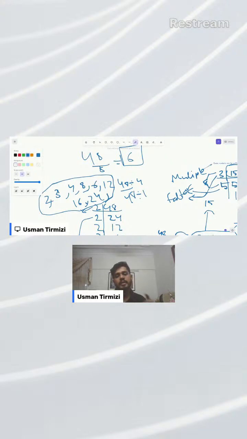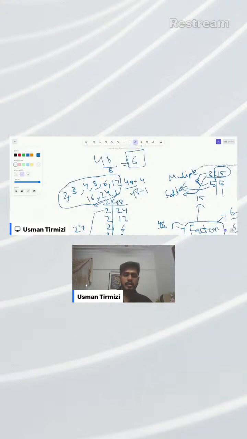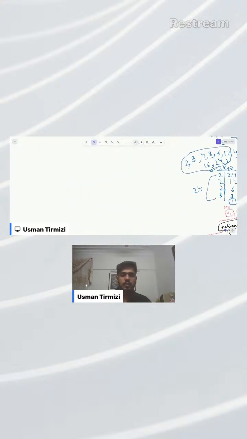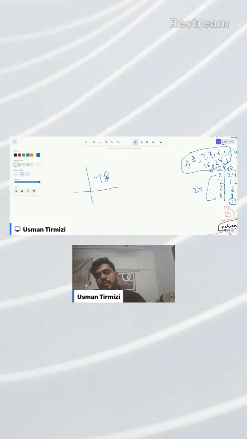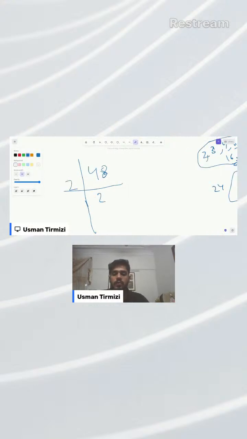Okay, so I'll explain the multiples part again. Don't worry, I'll explain it again. So let's say we have a number 48. We need to find factors for that. For that we need to find multiples of 48. So 2 is a multiple of 48. We're left with 24, right?